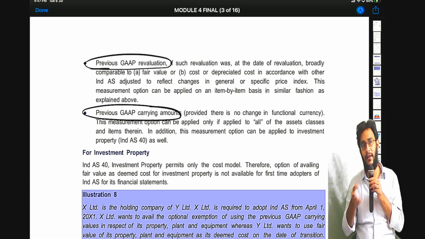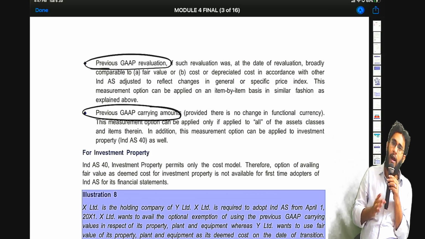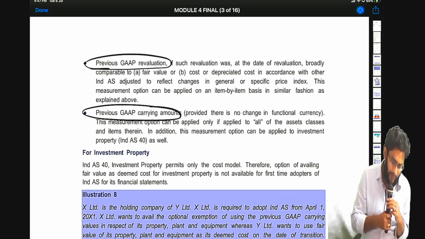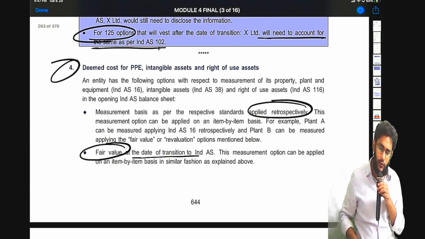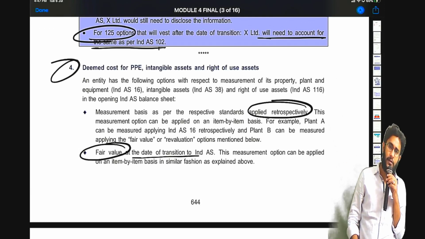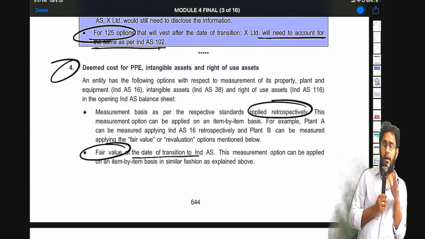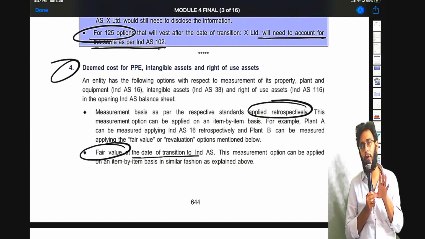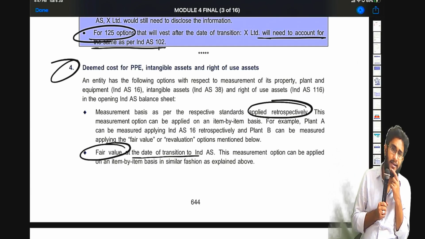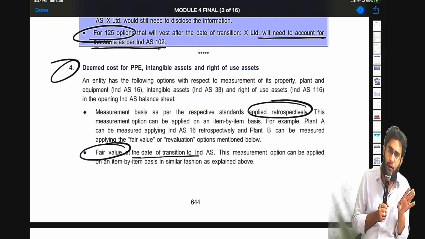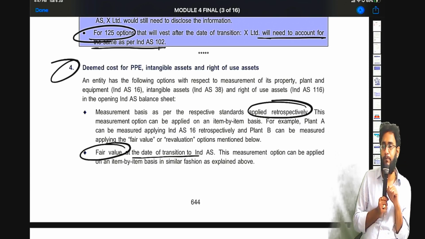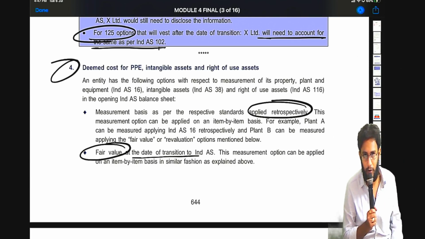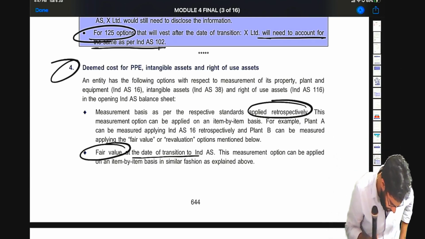When I originally discussed this with you today, I told only three options. So I did not talk about previous GAAP revaluation. The reason for that is, the heading you see, deemed cost for PPE, intangible assets and all. If you go and see accounting standards, revaluation is allowed only for PPE. For intangible assets, AS 26 does not permit any revaluation. For investment properties, revaluation is not there. Revaluation is permitted only for PPE. That's the reason I did not stress the revaluation point, because we had commonly discussed all of them.